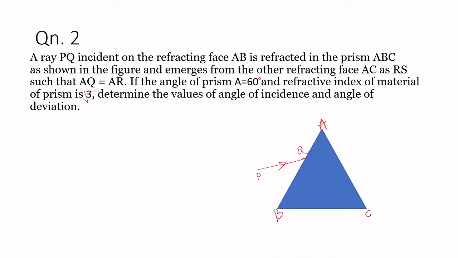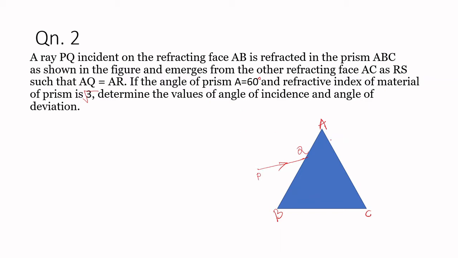A ray PQ incident on the refracting face AB is refracted in the prism ABC as shown in the figure and emerges from the other refracting face AC as RS such that AQ is equal to AR. If the angle of prism is A equal to 60 degrees and the refractive index of the material of the prism is root 3, determine the value of the angle of incidence and the angle of deviation.